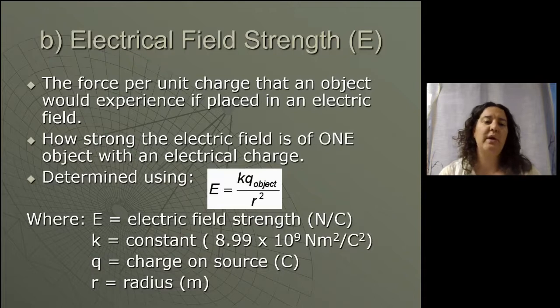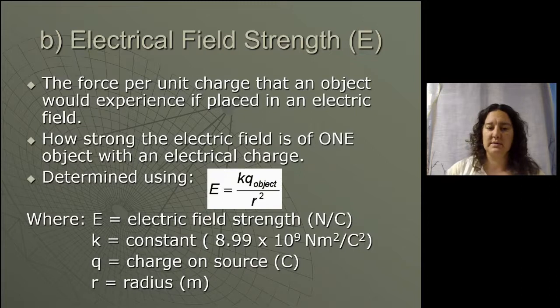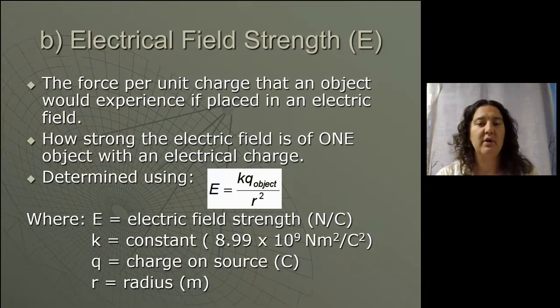So we have a similar equation for electric field strength. This is the force per unit charge on an object that the object would experience if placed in an electric field. So we have electric field strength equals the constant K, which is in your data booklet, multiplied by the charge on the source in coulombs, divided by the radius squared. Again, all these formulas and constants, including things like the mass of the Earth and the radius of the Earth, are in your data booklet.